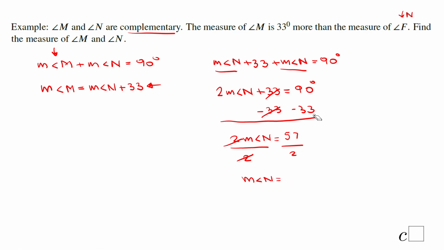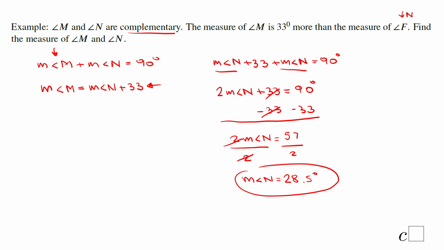Let me double check. 9 minus 3... no, it's 67. 57, right? So we have here 57 divided by 2, and that will be 28.5 degrees. This is the measure of angle N.